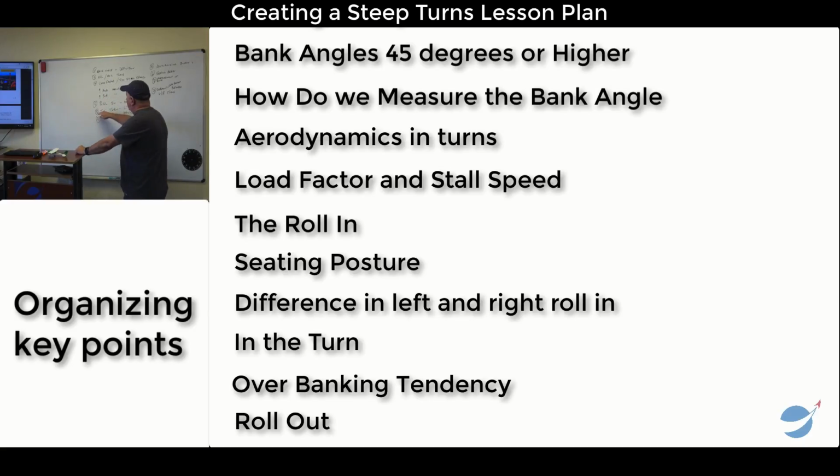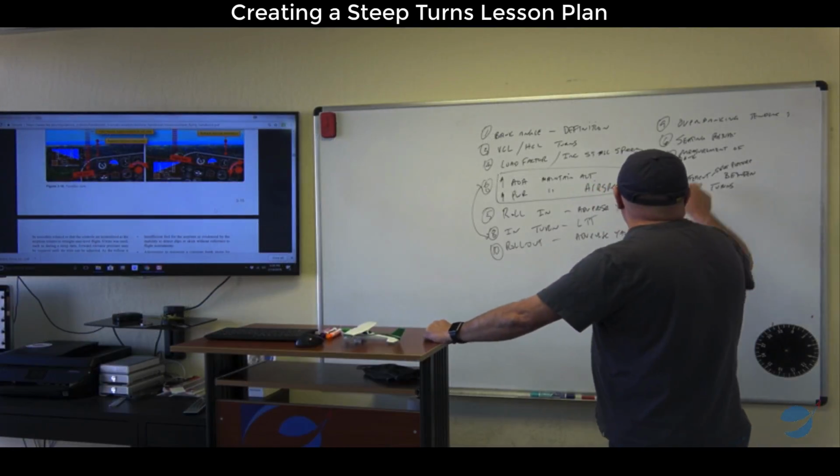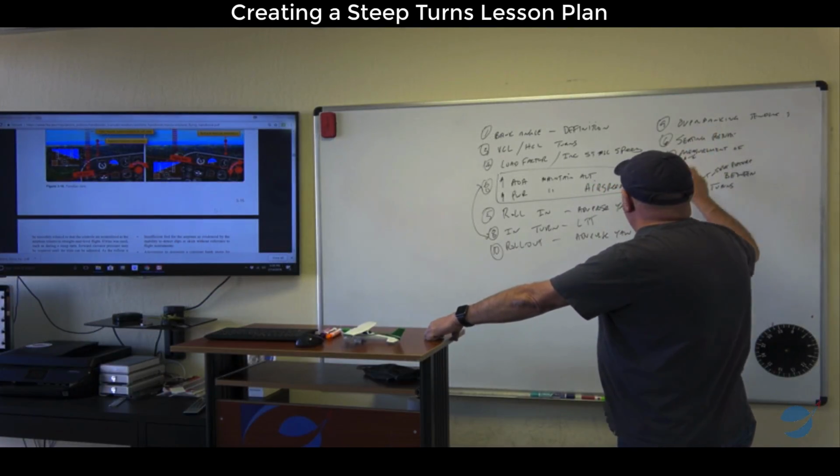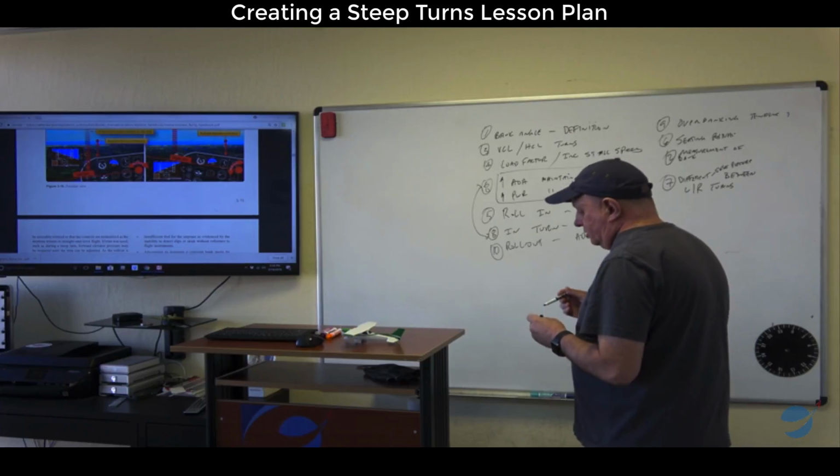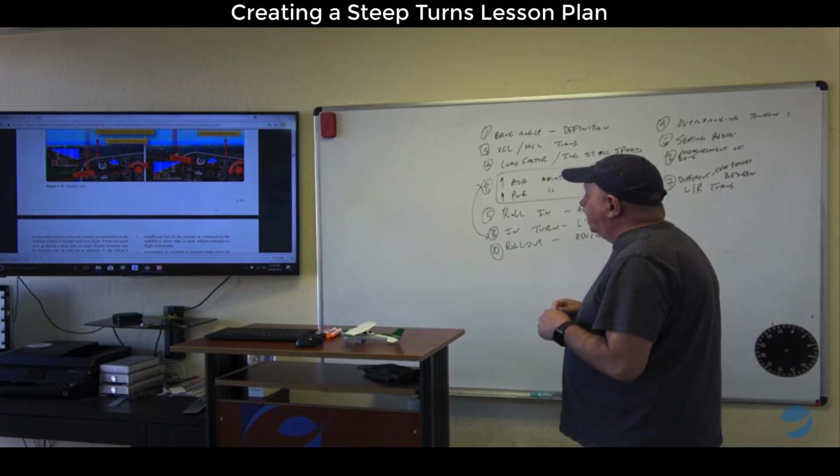So let's reorder. So there's the roll-in. There's the seating position. Different positions relative to the horizon. That's fine. The visual reference. And then 8, what we do in the turn. So 8 should embody these things as well, I think. So that's 8 is going to be coupled with this 8. Yeah, and then 9 overbanking tendency, that's fine. And 10 is the rollout. So now I can order these in the right order, and I can give you the lesson.